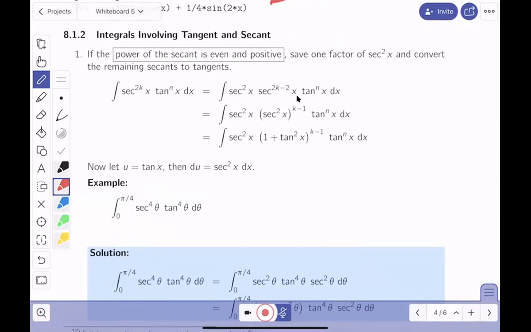So it says the power of the secant is even and positive. Save one factor of secant squared and convert the remaining secants to tangents. Wow. So let's write this one down. And I'll remind you of certain facts over here. So what do you get over here? It says power of secant is even and positive. Save one factor of secant squared. I can do that.